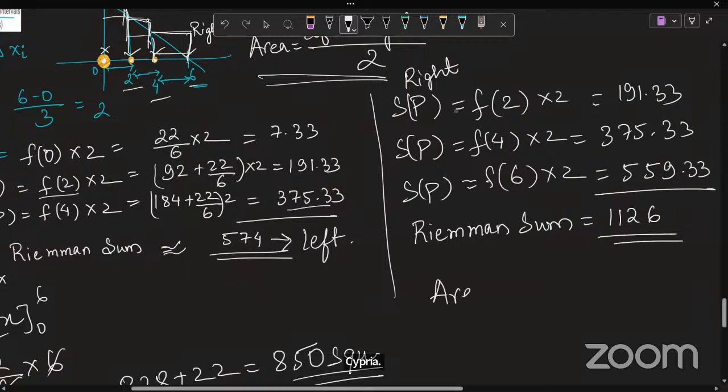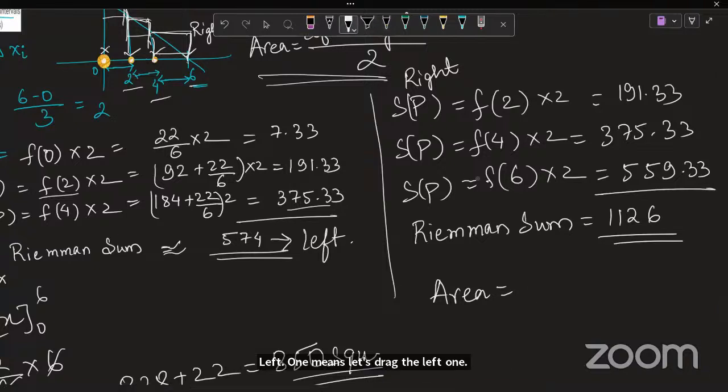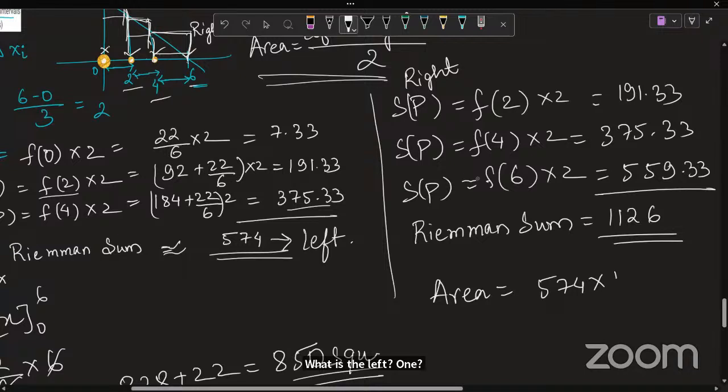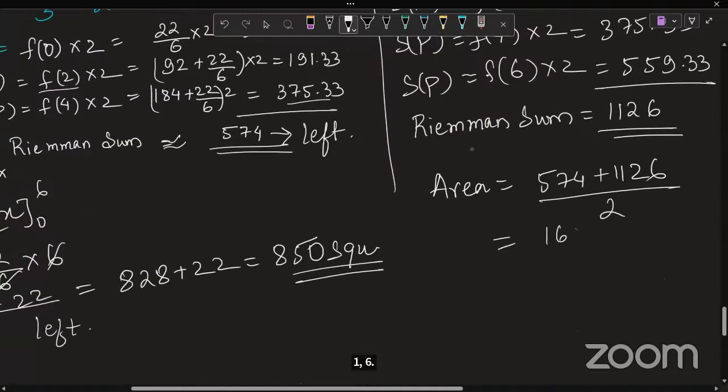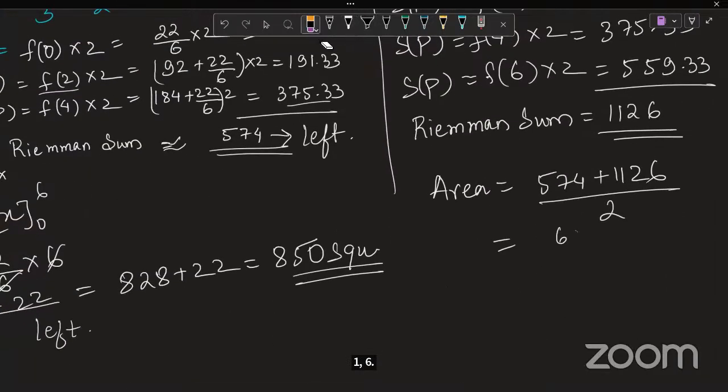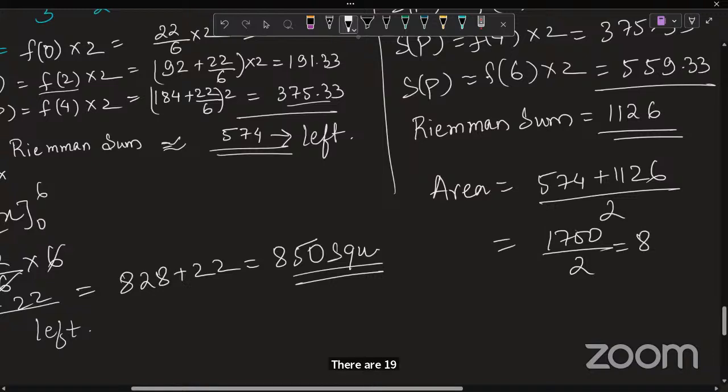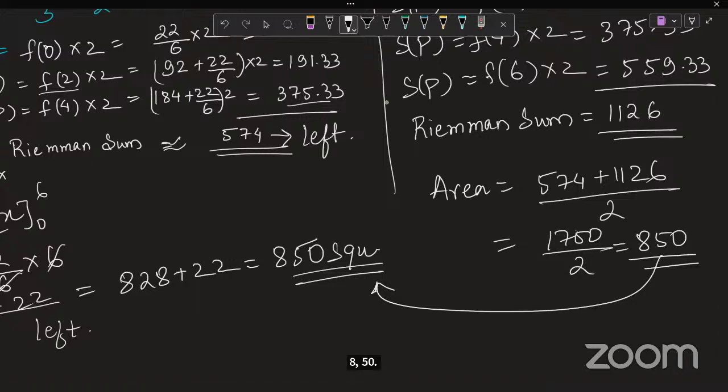Okay, let's find the area. Area is equal to the left one plus the right one, the average of these. So what will be the value? It is 1700 divided by 2, which is 850. See, the area is the same, 850. Are you able to see that the area is the same?